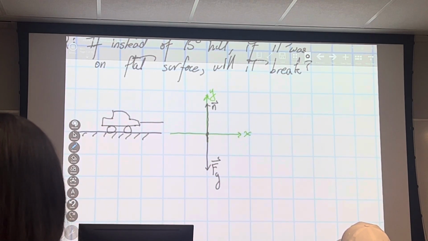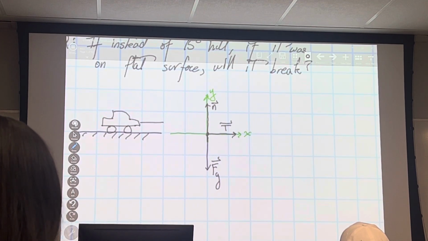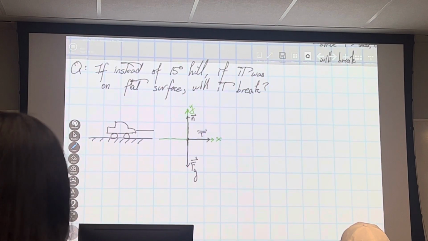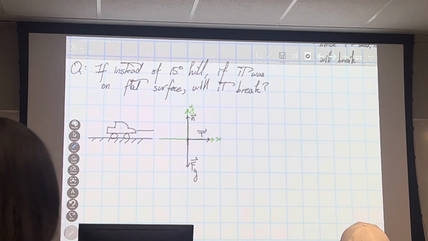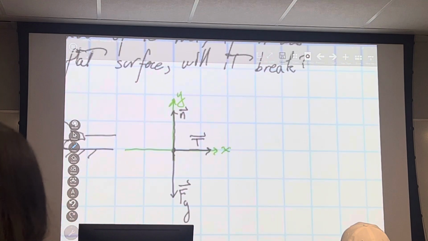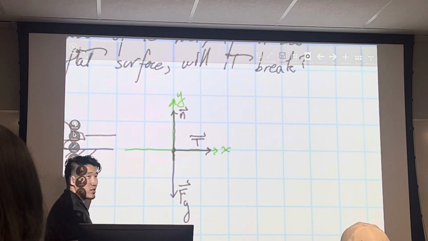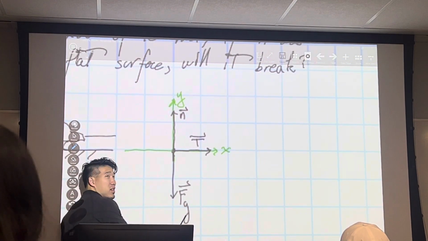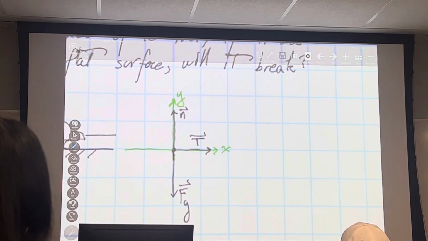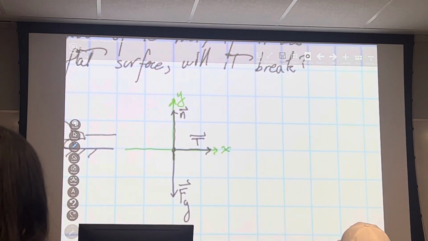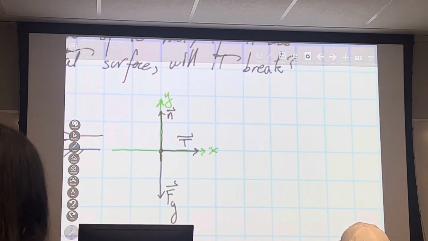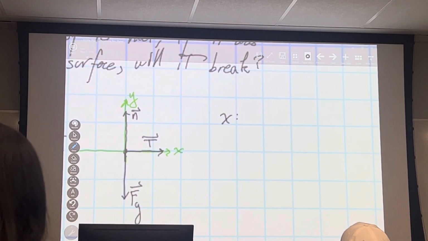What about tension? Which direction? Yeah, positive X. That will be T. And we have the same pieces of information. We're still looking for tension. So do you want to do X analysis or the Y analysis? X. Why? Alright, because that's where tension is, right? Yeah. So we want to do the force balance on the X.